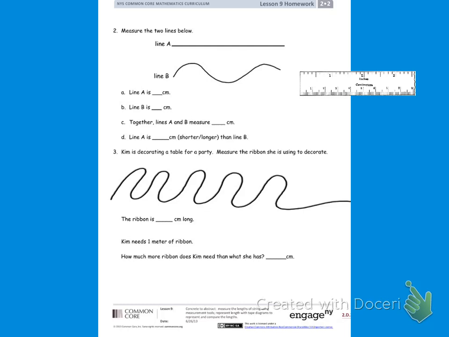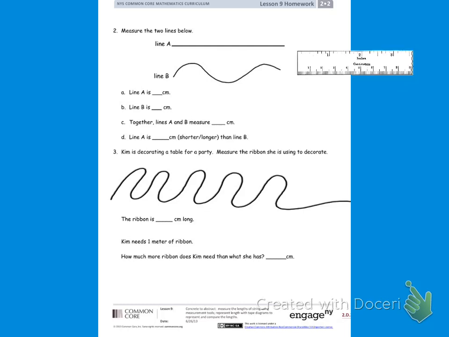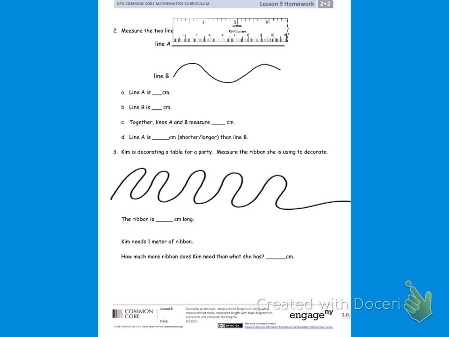Item 2 asks you to measure the two lines below. This is simple to do using a centimeter ruler. Be sure that the side of the ruler that you use is the side labeled centimeters. Then place the ruler up against the line's end point and begin measuring. As can be seen in this presentation, the line A measures 9 centimeters. So we need to record that on line A.